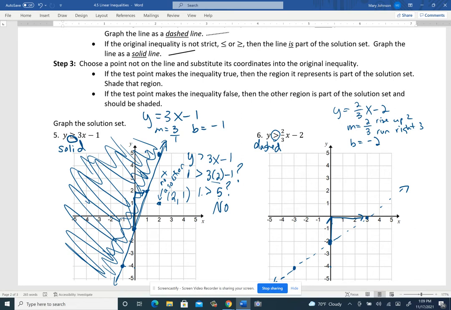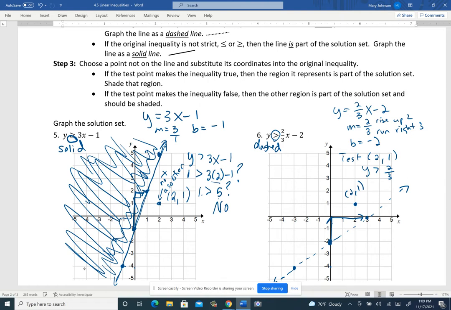So now what I'm going to do is test a point. I'm going to pick a point that's not on the line. I'm going to pick that point (2, 1). I just like to pick something with small positive coordinates. I'm going to test that point. It can be any point. It just needs to not be on the line.